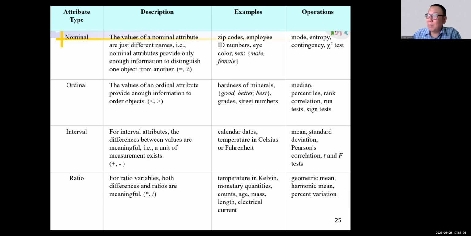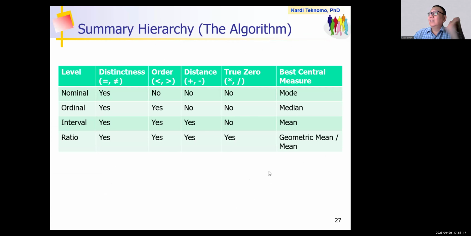So you have the arithmetic mean. In ratio type, you can have even the geometric mean, harmonic mean, and so on. This is the summary so that you can see.